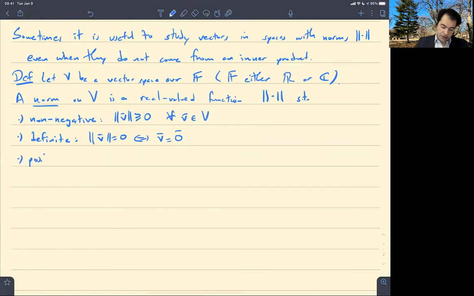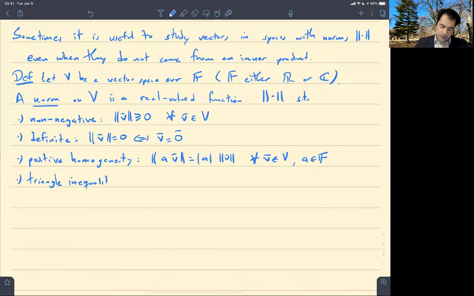We're going to require positive homogeneity. So if you multiply a vector by a scalar, the norm gets changed by multiplying by the modulus of the scalar. And then finally, we're going to require the triangle inequality. So remember this says that the norm of a sum of two vectors is bounded above by the sum of the norms.